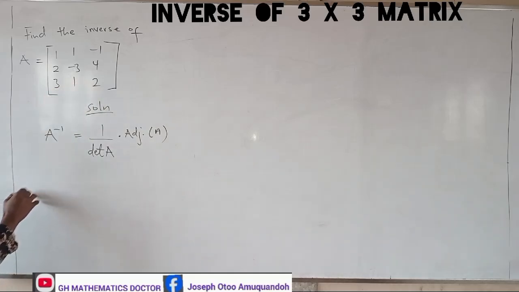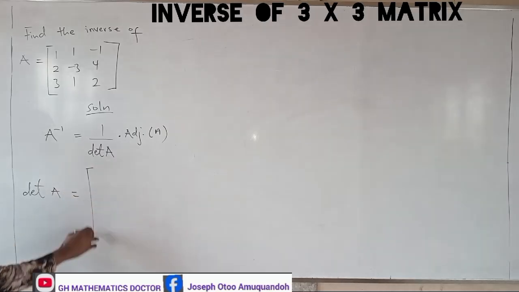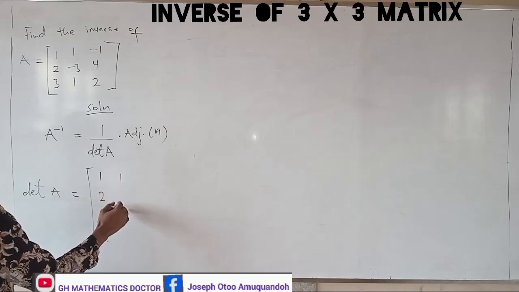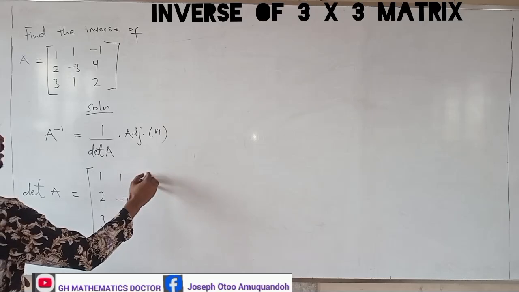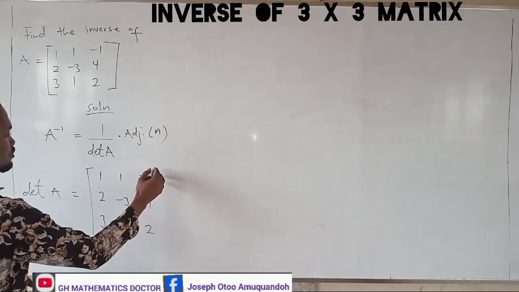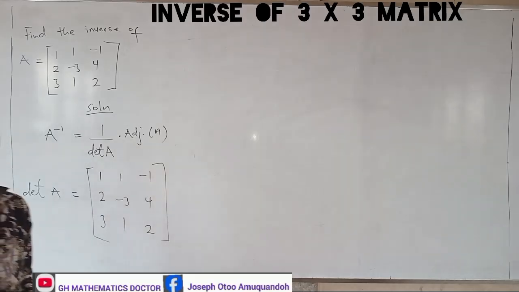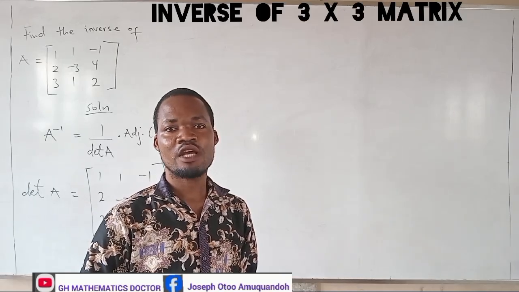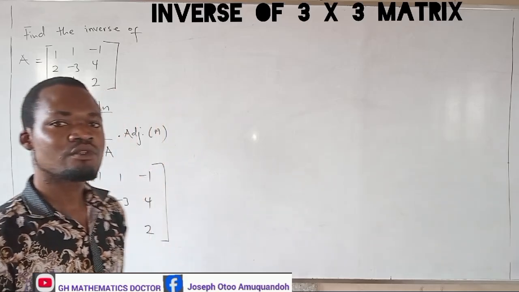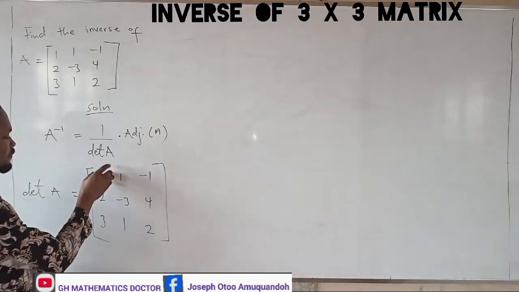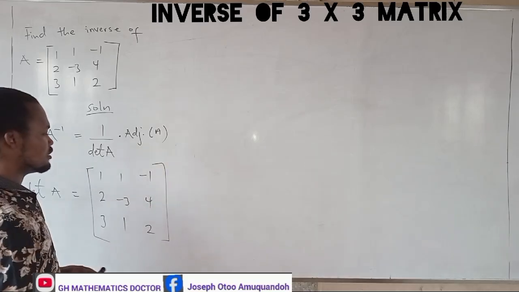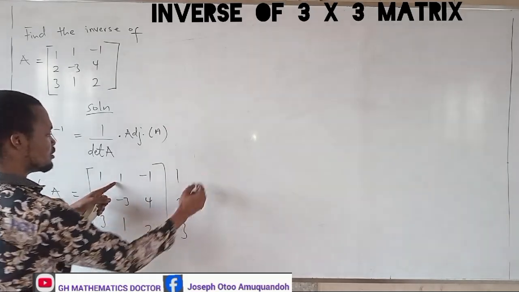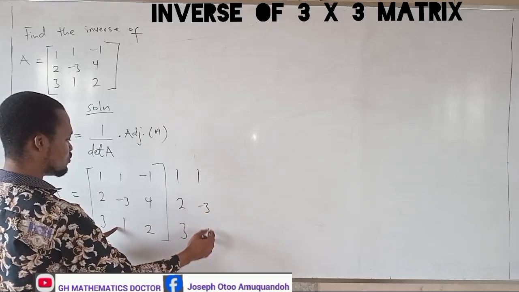So we write that A equals, over here I have 1, 2, 3, 1, negative 3, 1, negative 1, 4, 2. If you want to find the determinant of a 3 by 3 matrix without using the minor and cofactor strategy, we have a shortcut. You are supposed to repeat the first two columns at this side to form part of the matrix. So we have this 1, 2, 3, 1, negative 3, 1.